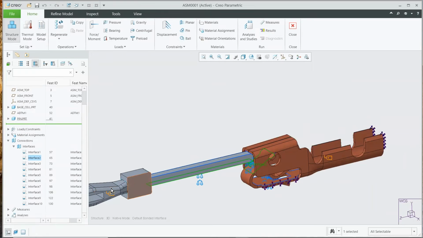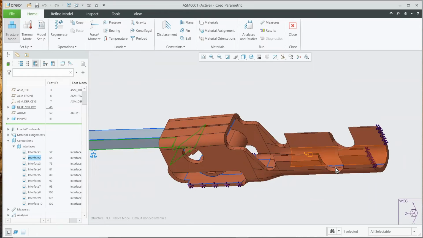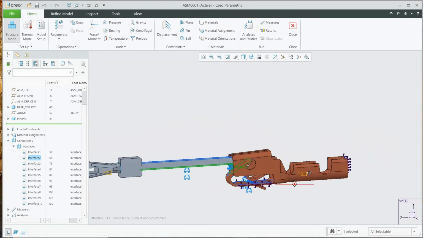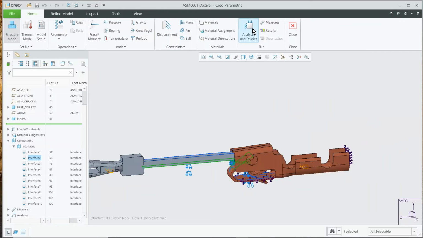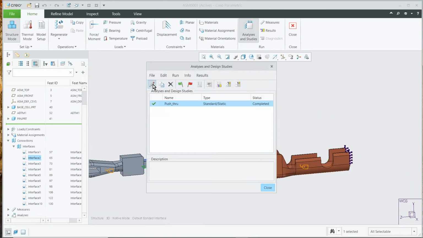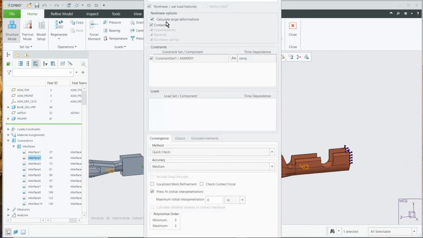And then again, the enforced displacement is just pushing this forward. Other than that, this brown part is basically just locked in the back, right? So it doesn't move at all, up or down or anything like that. So if we take a look at this analysis, just to review it here, we're using calculate large deformations. We're taking into account contacts, right? Because two parts are going to be touching each other and affecting one another's behavior. Again, as far as the constraints go, it's not moving at all. There is no load set, right? There is no load here. I'm just physically moving this forward a certain distance.